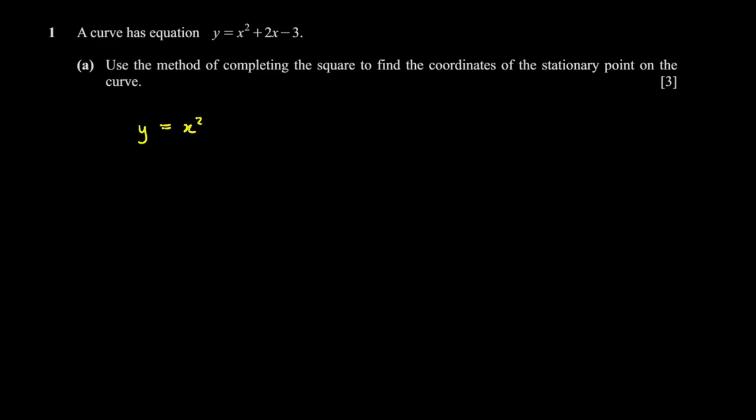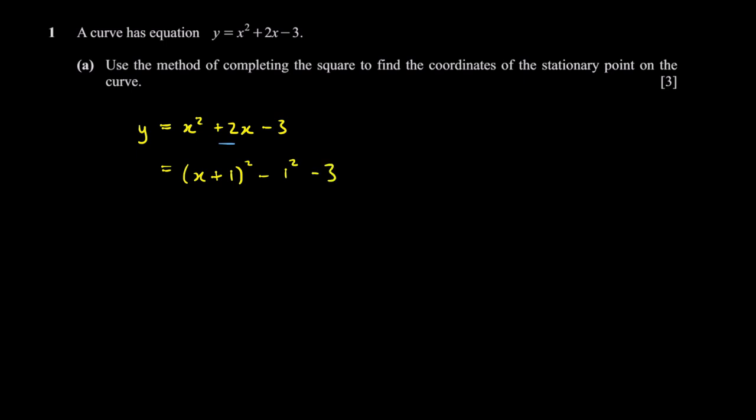So what do we do? We take the coefficient of x, which in this case is the number positive 2. We divide it by 2, which gives us 1. And then we can write x plus that 1 all squared minus that 1 squared. And of course, we've still got the minus 3, right?